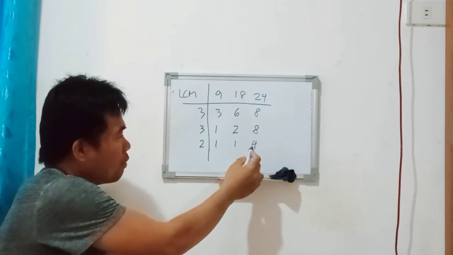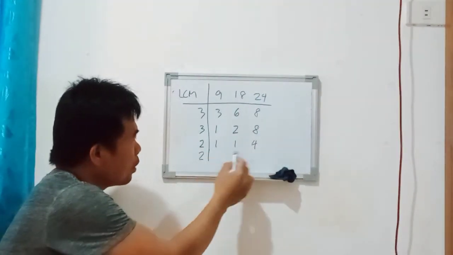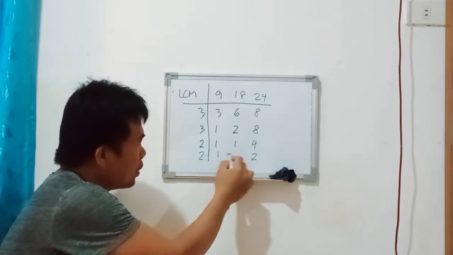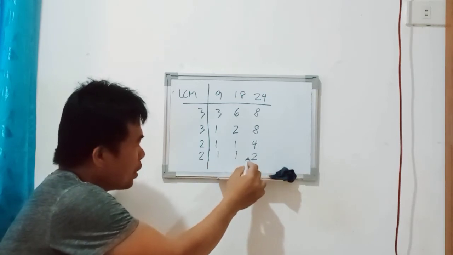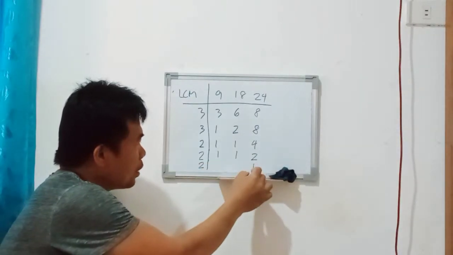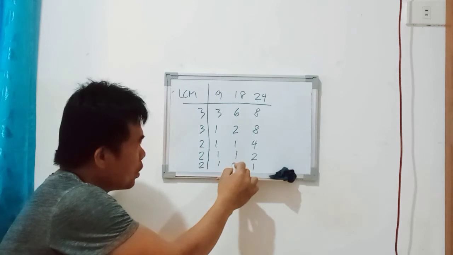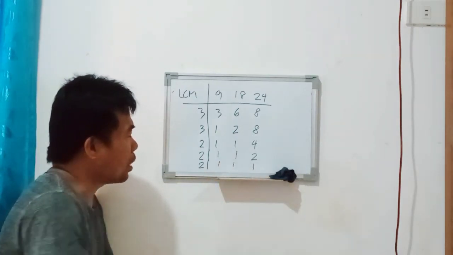So the factor of 4 is 2. 4 divided by 2 is 2. Bring down 1. The only remaining number now is 2. And the factor of 2 is 2, because 2 divided by 2 is 1. Bring down the 1s. So the numbers here become 1.